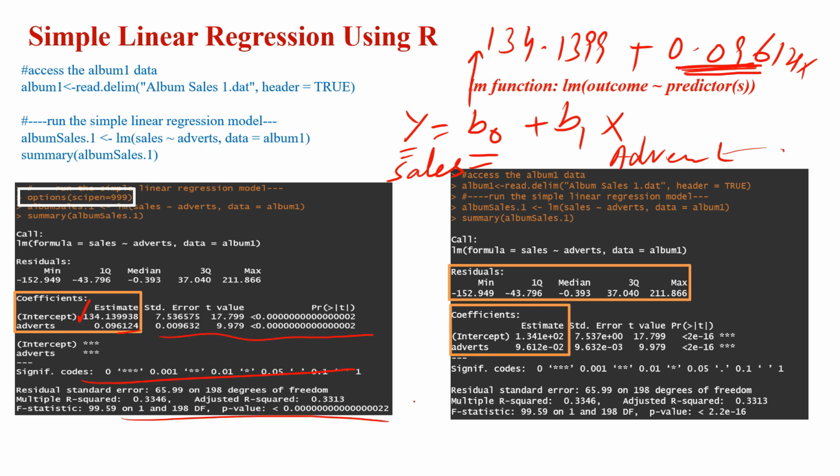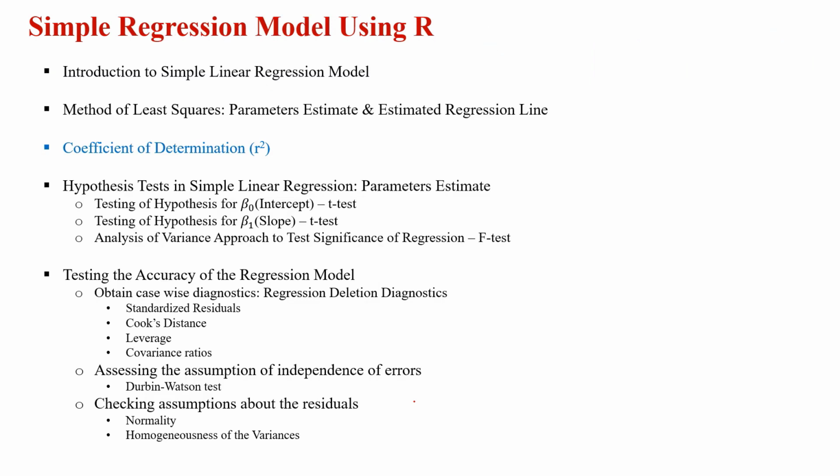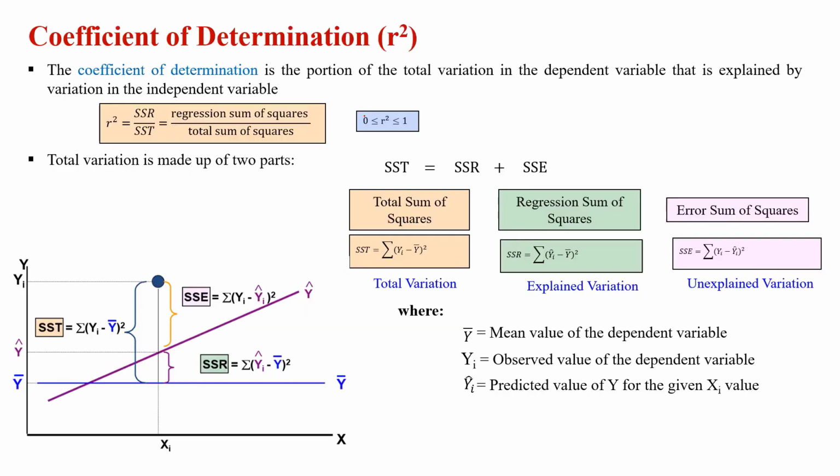Now, as we can see, there are different data results in the output. So now let's see what these results are indicating. First of all, we are interested to find out the value of the coefficient of determination. Why? Because the coefficient of determination is able to tell us how much variation the independent variable can explain in the dependent variable.